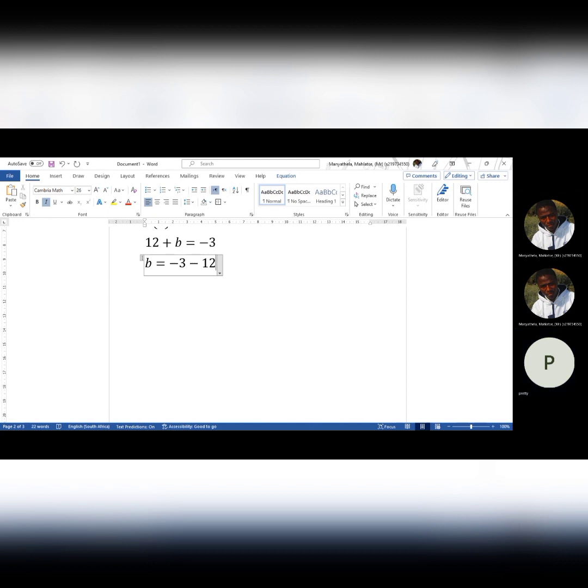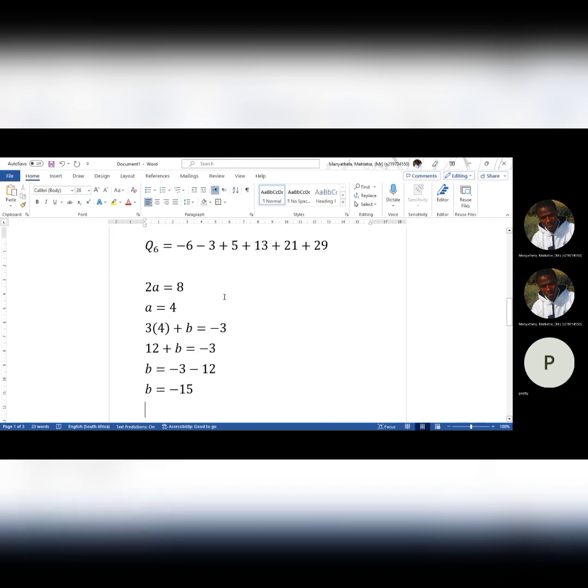Okay, negative 3 minus 12, which equals negative 15. If I know the value of b, it's negative 15.